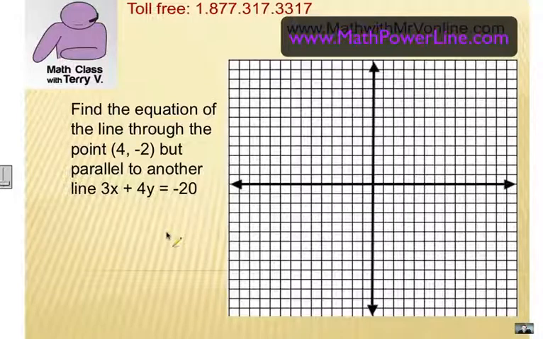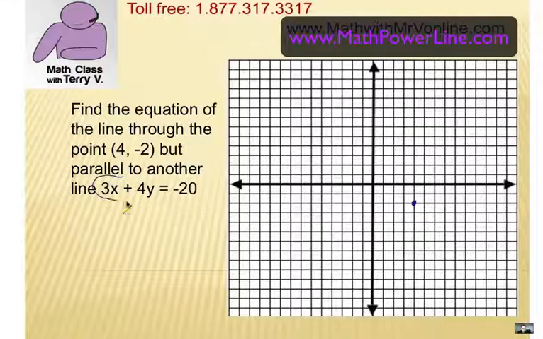Find the equation of the line through the point (4, -2), but parallel to another line, 3x plus 4y equals -20. All right. So first of all, let's put the point on the graph. (4, -2). Out 4 on the x-axis, down 2 on the y-axis. So there we go. There's our point.